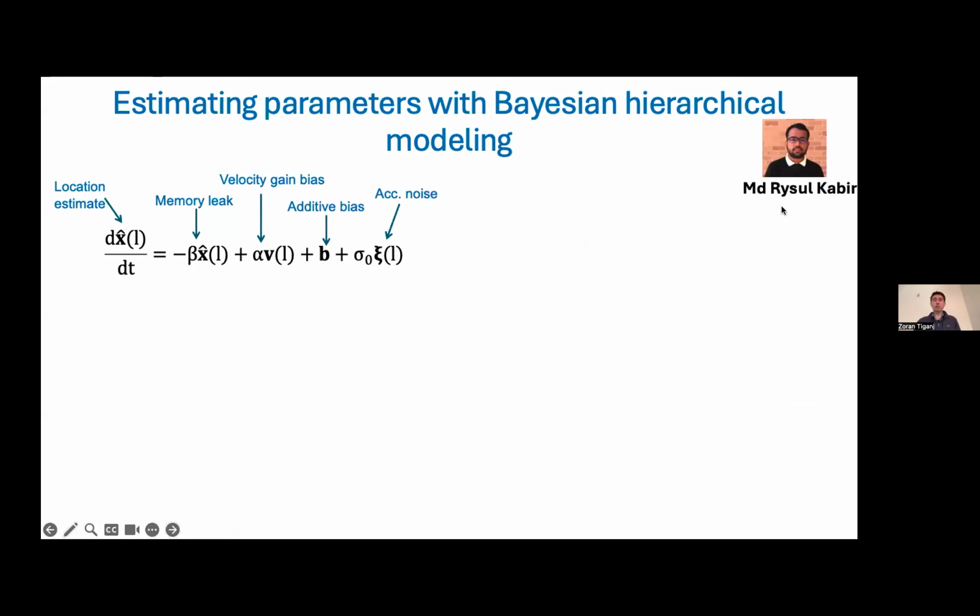In particular, Riso built a Bayesian hierarchical model that did not, in that case, give a point estimate, so we don't get point estimates for the parameters. It's not like alpha is 3, beta is 5, but rather a distribution for each of those. And it allows us to set priors.